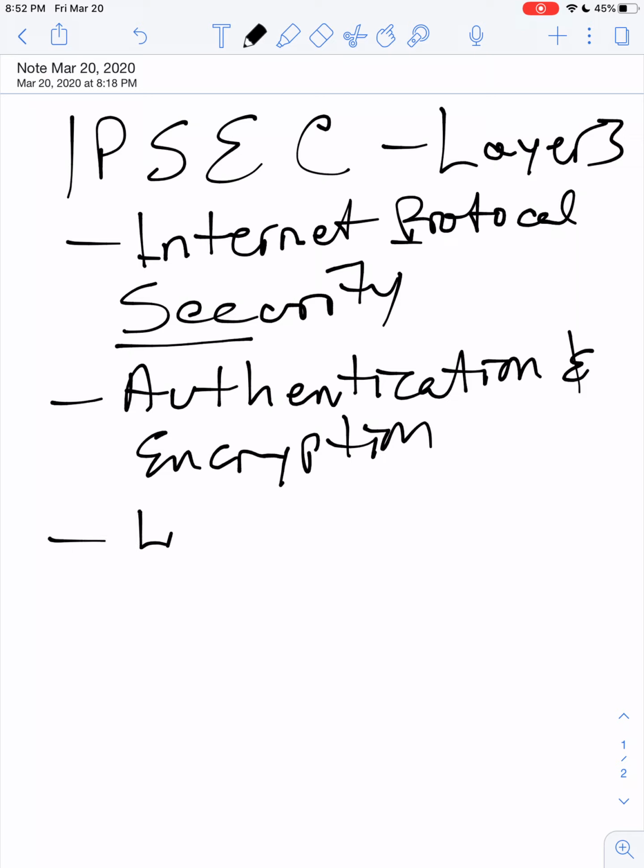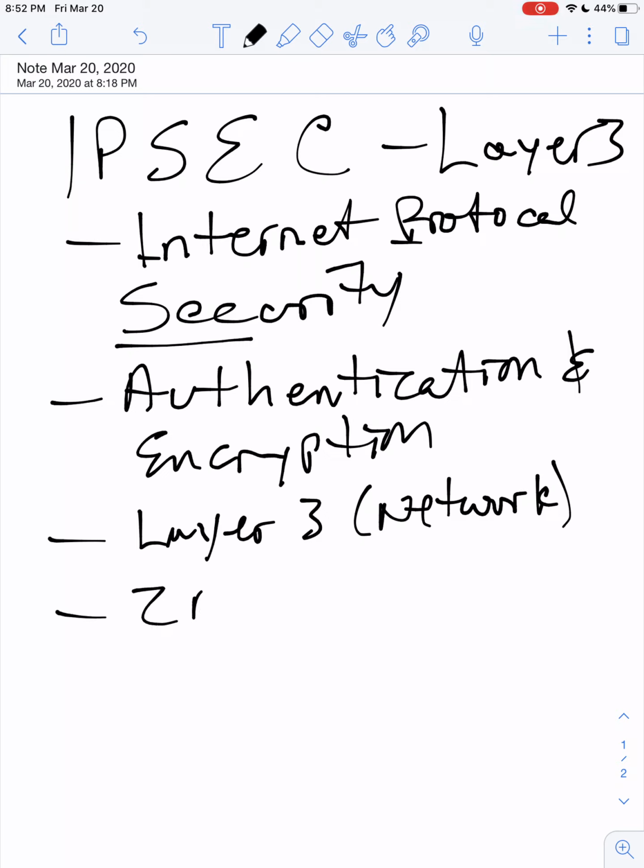Again, this is the layer 3 protocol, which is the network layer. So the protocols we've talked about at the network layer are our routing protocols, ICMP, and now IPsec.